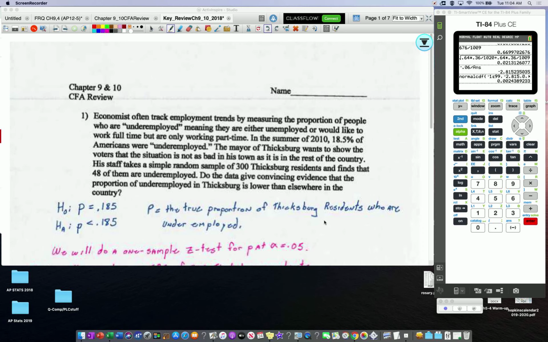I'm hoping that doing it this way causes the video only to be about 30 to 40 minutes long, because I know these problems each take about 10 to 15 minutes just to do by hand. All right, so let's take a look at number 1.